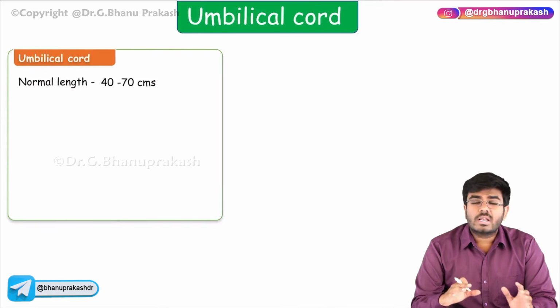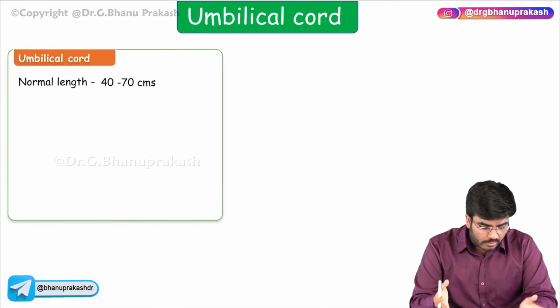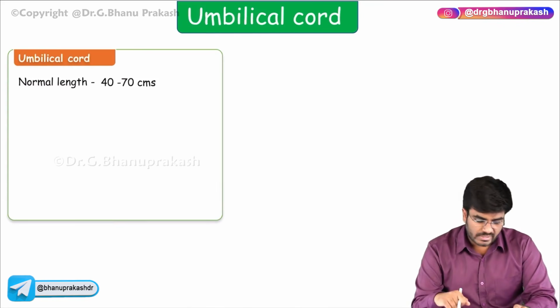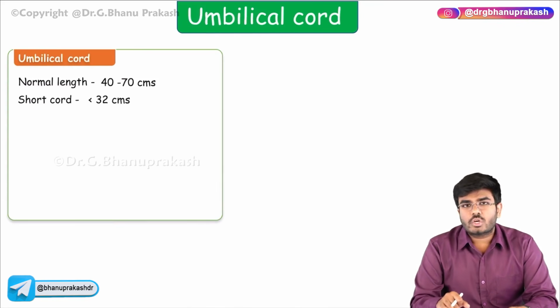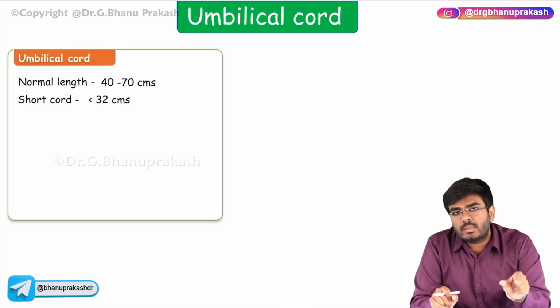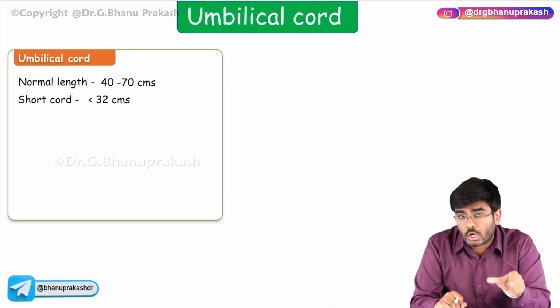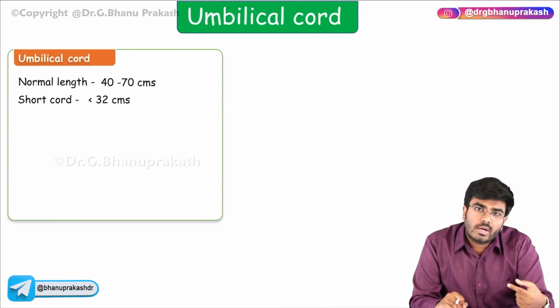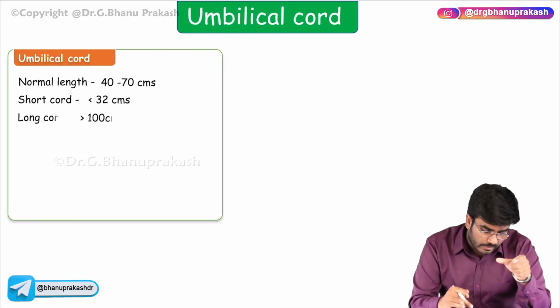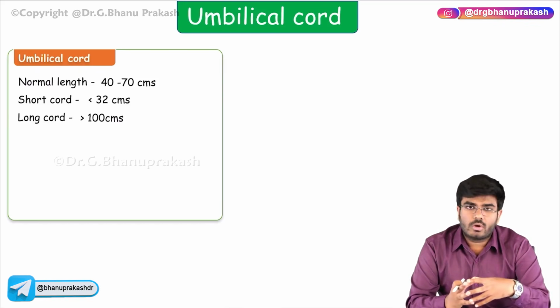Now, umbilical cord, what is the normal length, guys? Normal length will be 40 to 70 centimeters. Approximately, the length will be 55 centimeters. Now, what exactly is the short cord? If the umbilical cord length is less than 32 centimeters, it is called the short cord. And what exactly is the long cord? If the length of the umbilical cord is more than 100 centimeters, it is known as long cord.